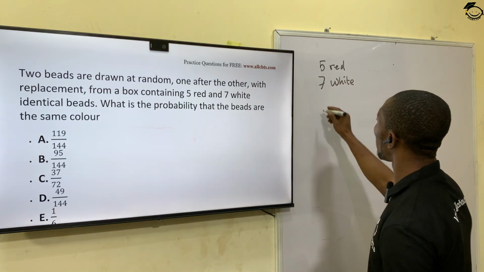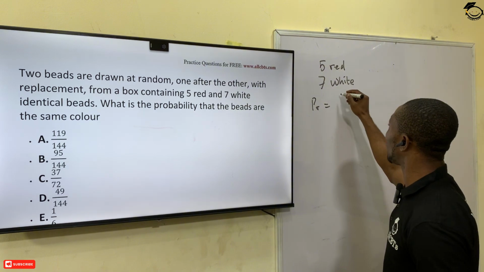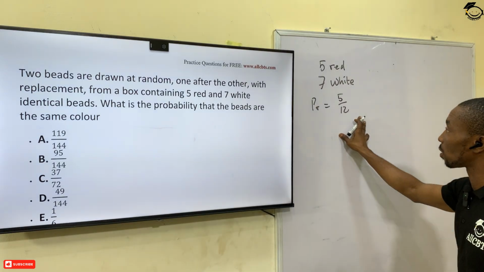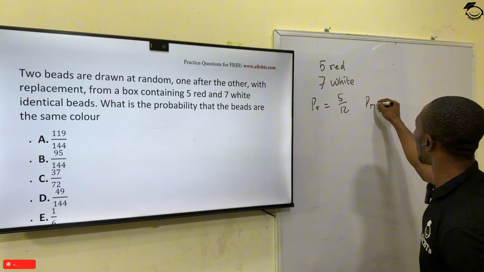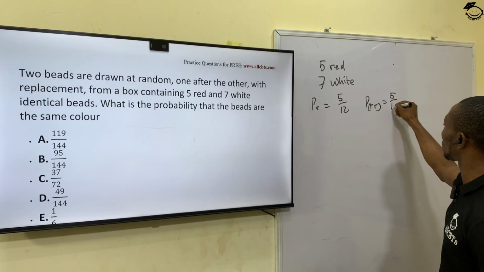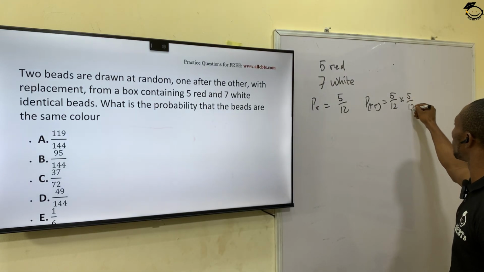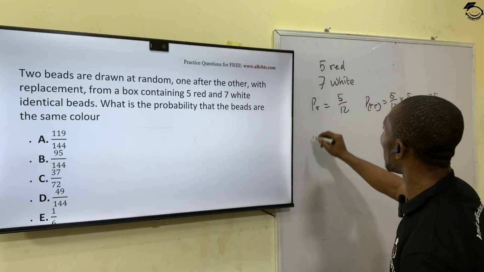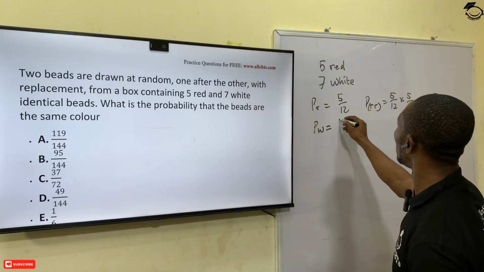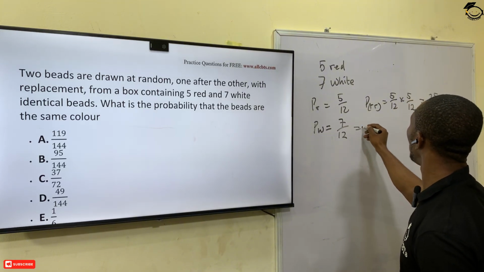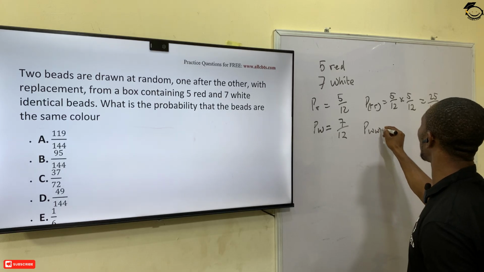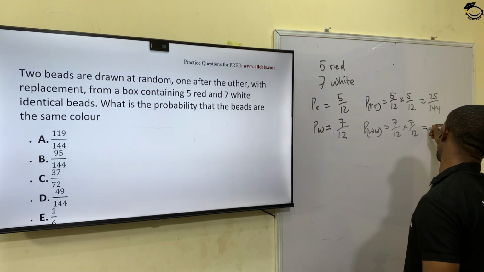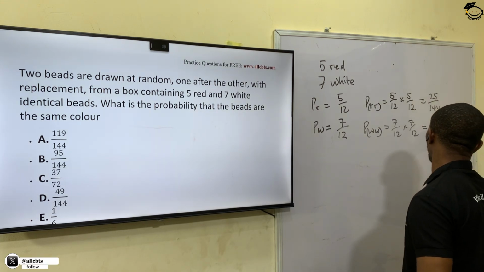Now, looking at probability of red. Now, the probability of picking a red first will be 5 over 12. 7 plus 5 will give us 12. Okay? So, probability of red will be 5 over 12 times 5 over 12, which gives us 25 over 144. Now, probability of white would be 7 over 12. Okay? So, probability of white will be 7 over 12 times 7 over 12, which gives us 49 over 144.